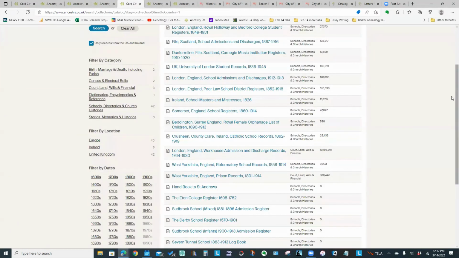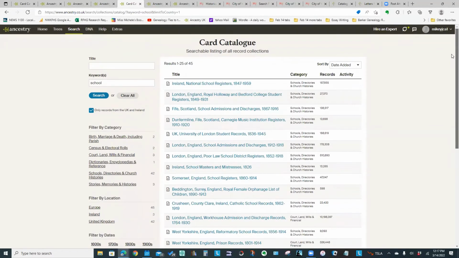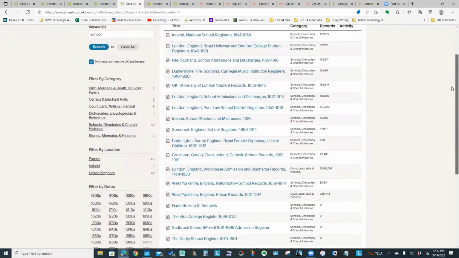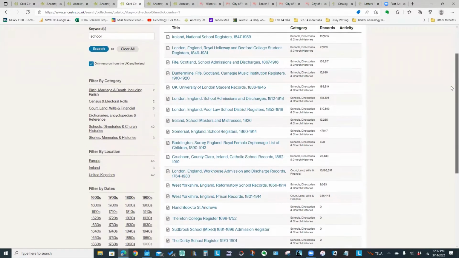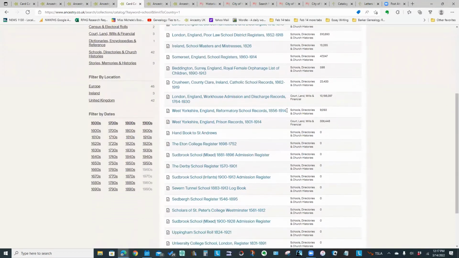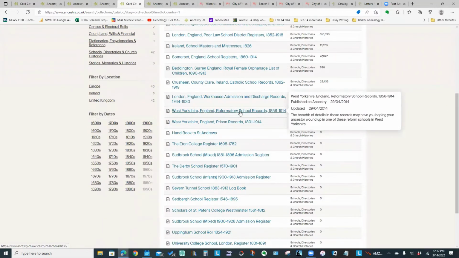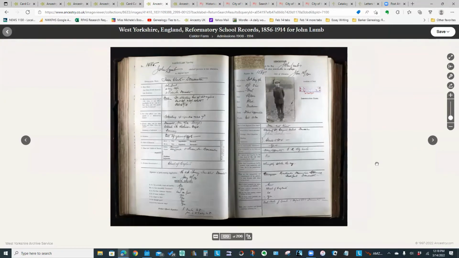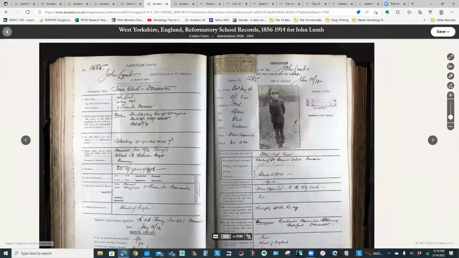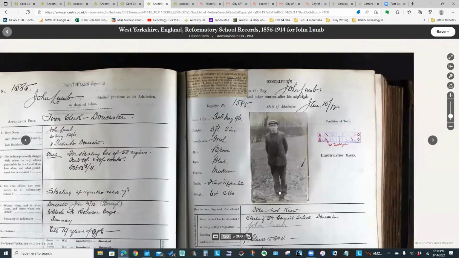Another set of documents I looked at, when I happened to look at school records. What really interested me was there is an entry here for reform school records. And I thought, oh, those are going to be interesting. So I found this was a wonderful discovery because I even get a picture of my reform school ancestor. So here we have John Lum.